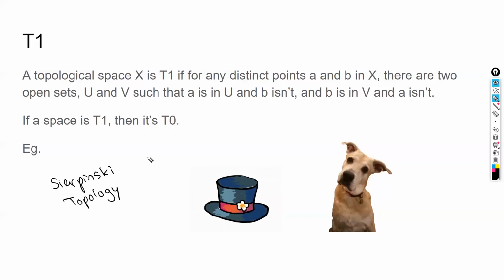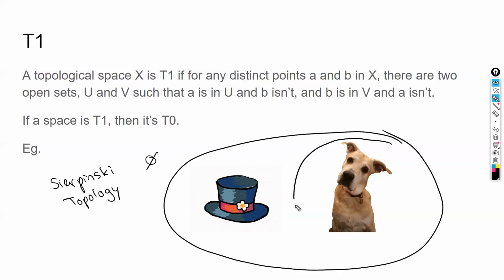So you remember that this is the empty set, the whole set, and a circle around one of the points only, so I'm choosing dog. Right, so this is the Sierpinski topology. Now, does this satisfy the T1 axiom? Well, I can find a set U such that dog is in U and hat isn't, but can I find a set that hat is in but dog isn't? Well, no, right? Because the only open set that hat is in also contains dog. So the Sierpinski topology is an example of a topology which is not T1.